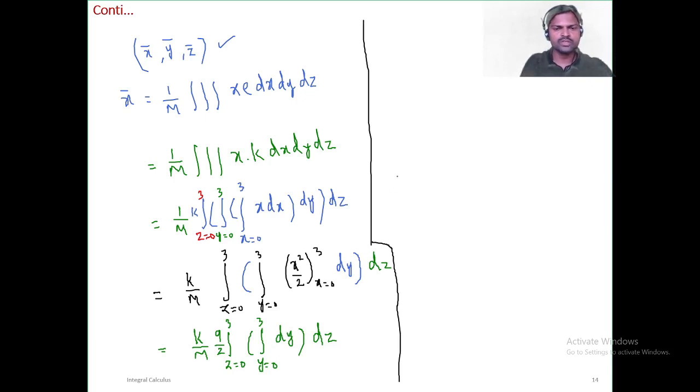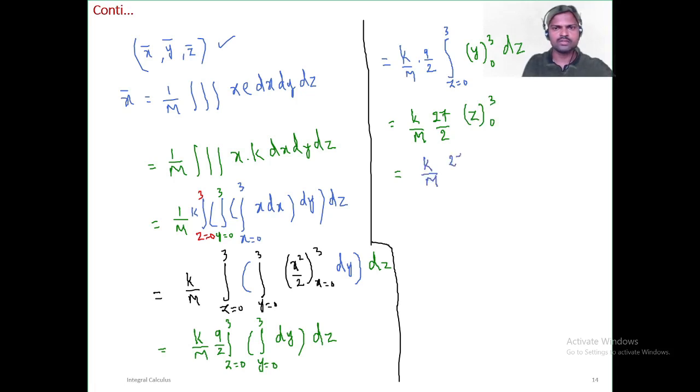So k over m, 9 upon 2, z from 0 to 3, integration dy, and integration dy is y, so y limits are 0 to 3, after that with respect to z. Again one more 3 comes out, so k upon m, 9 times 3 is 27, 27 upon 2, next integration dz, so dz will be z, again z limits are 0 to 3. Finally what we got is k upon m, 27 upon 2 into 3.